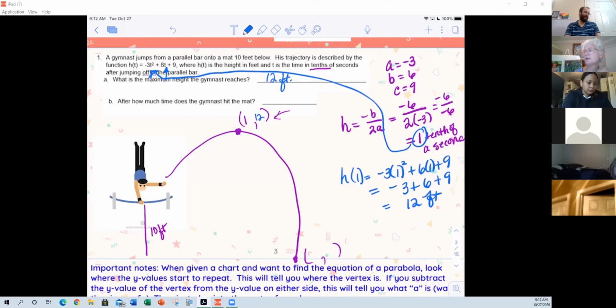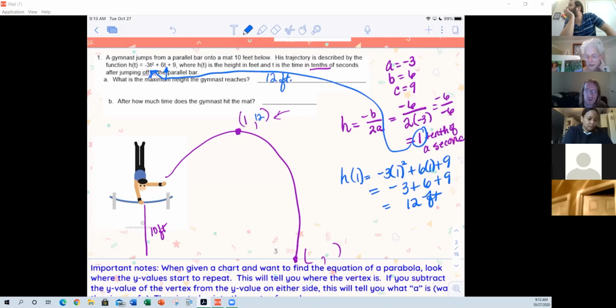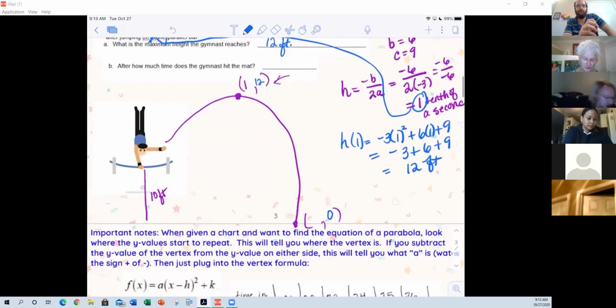Then the second part of the question, part B, says, after how much time does the gymnast hit the mat? So my question for you is, after how much time does the gymnast hit the mat? First of all, what do we know the height of the gymnast is when he has hit the mat? How high is he off the ground? 0 feet, yes. So we know that the height is 0. So how are we going to find how long it takes for him to reach that height?